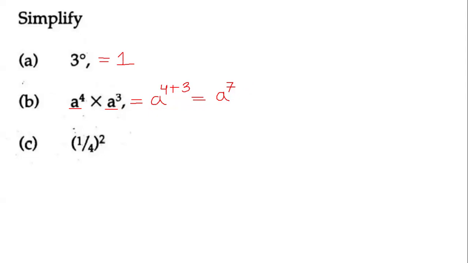Yes, sir. So try this again. We have a to the power of 4 times a to the power of 3. How are we going to do it? You add the exponents, a to the power 4 times a to the power 3, and you get a to the power 7.